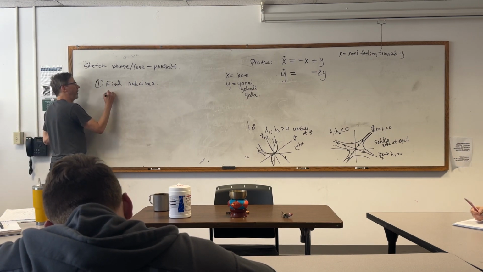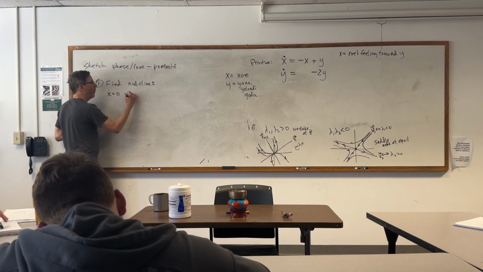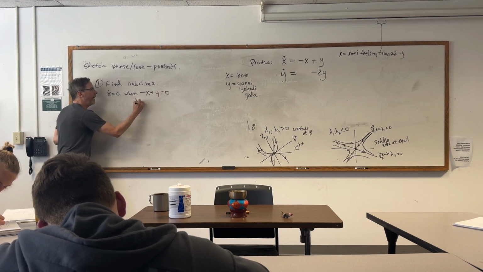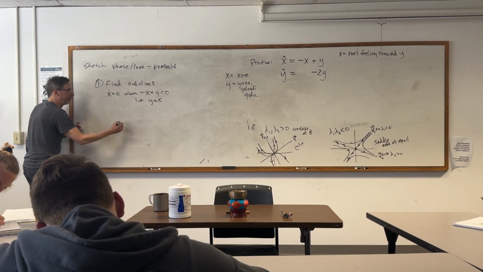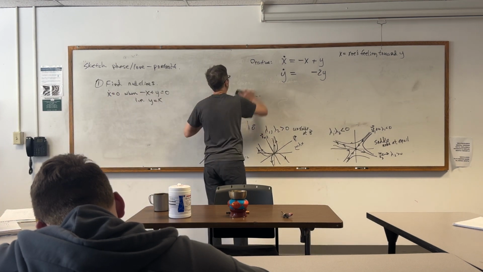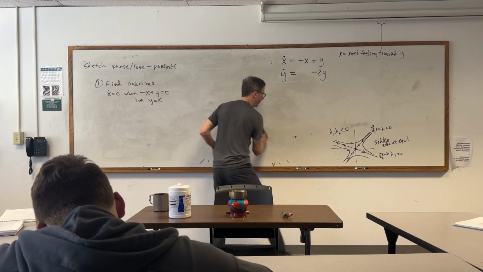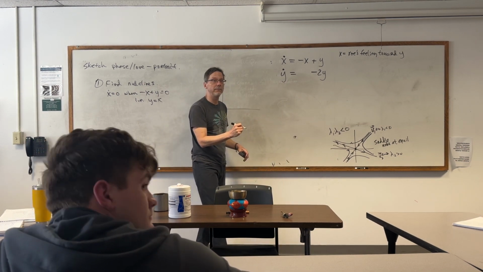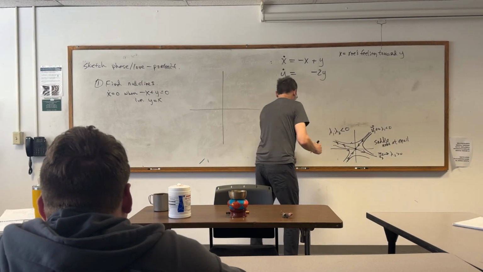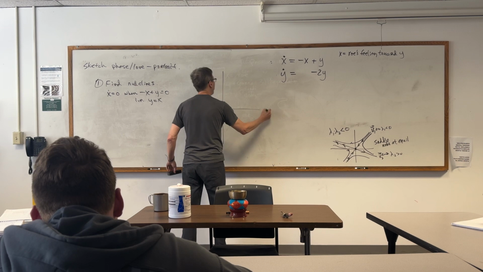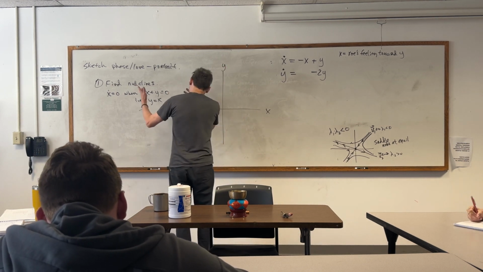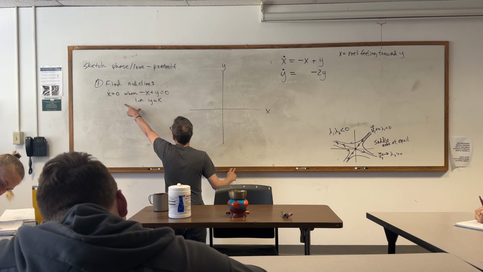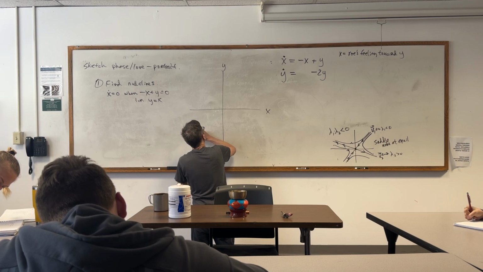Find the null lines. So x dot equals 0 when, make it very clear, negative x plus y equals 0, i.e., when y equals x. Let's keep our system up there so we can refer to it, but let's do our portrait right in the middle. Did I start recording? Okay, cool, thanks. Clearly some short-term memory issues here. X and y. Somehow I remember the math. Math always sticks. So the x dot null line is all along this line here.